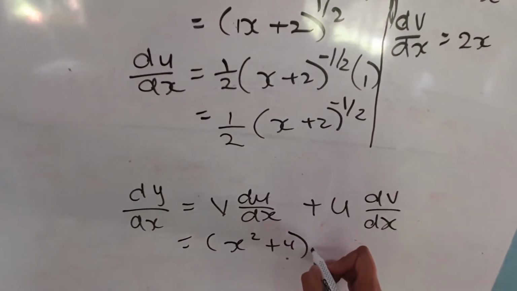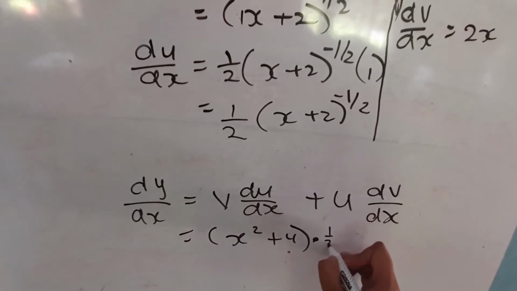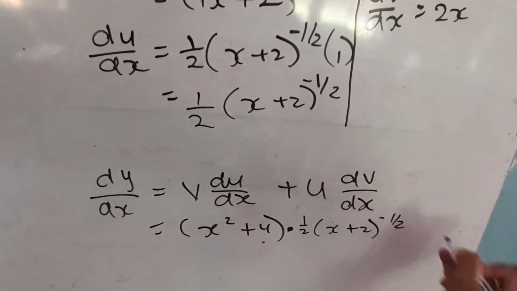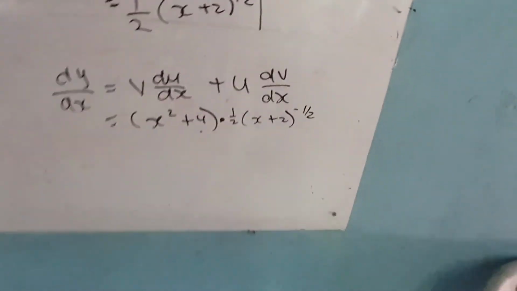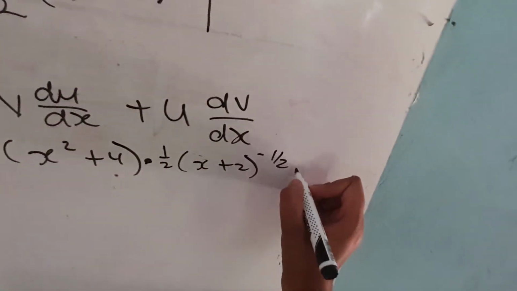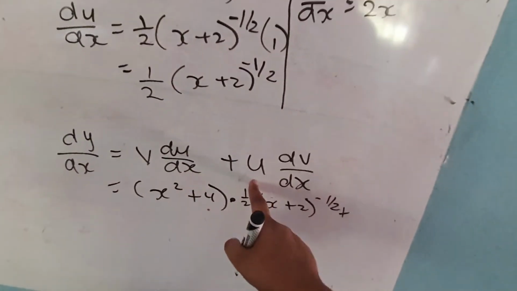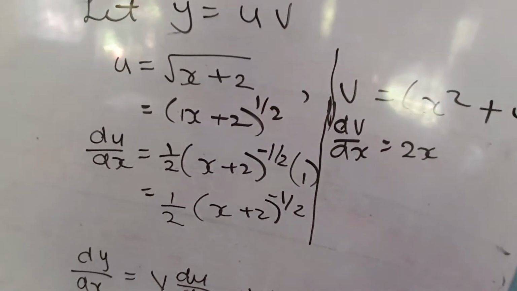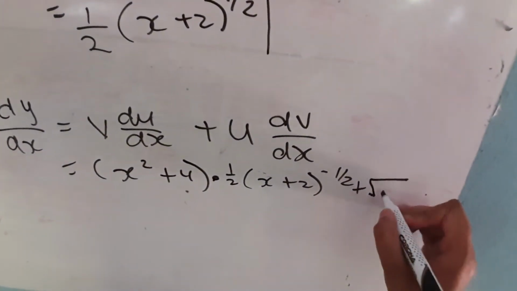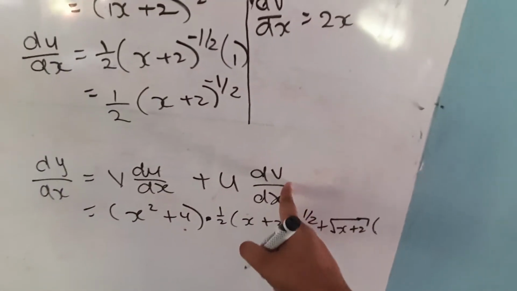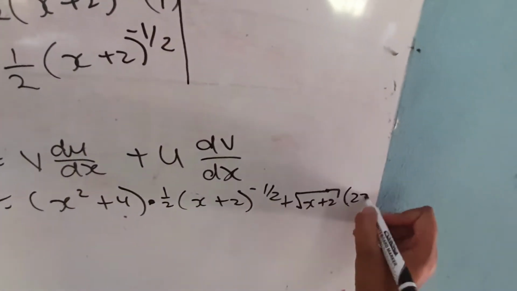You can put a little dot if you want. You remember dot means to multiply. A half, x plus 2 to the power negative a half. Okay, I'm hoping I don't run out of space in the corner there. Okay, plus u. u is this here, right? Square root of x plus 2. And dv dx is 2x.